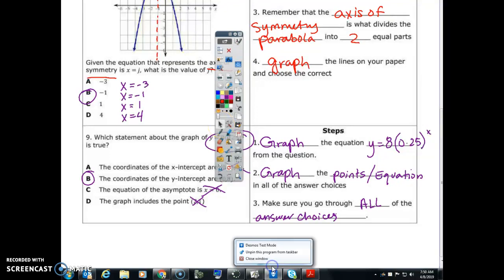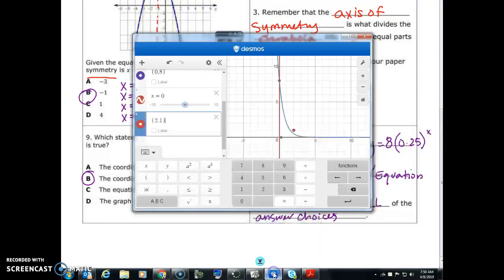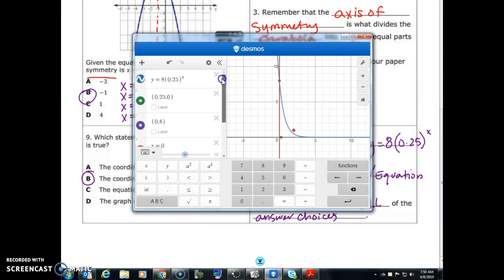So in Desmos, I graphed the equation and I graphed all of these points. This one doesn't go through it. This one doesn't go through it. This one does go through it. And that red line is supposed to be the asymptote. That's not an asymptote. So the answer is B.